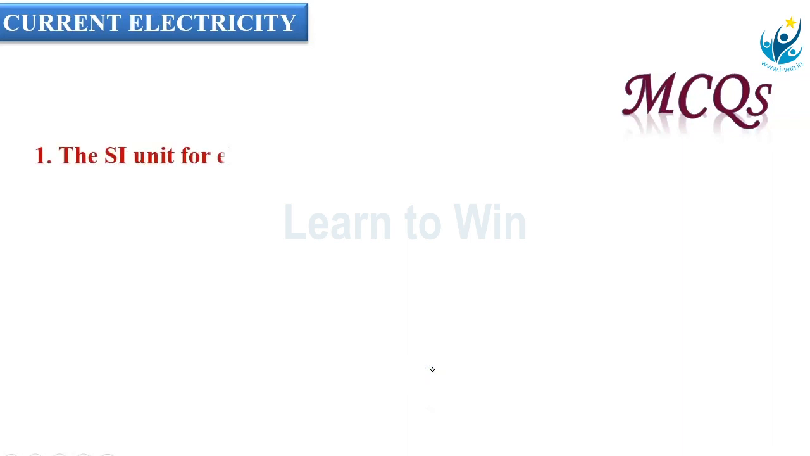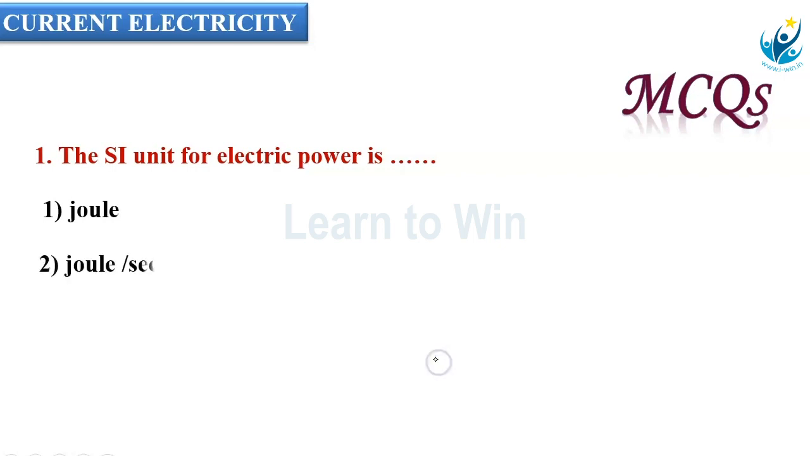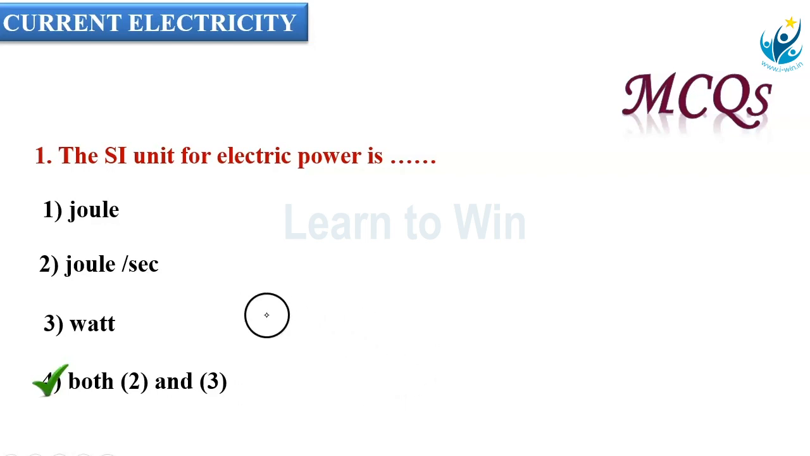MCQ. The SI unit of electric power. What is the SI unit of electric power? Options are joule, joule per second, watt, both 2 and 3. Both 2 and 3 are correct. Why? Because joule per second is also watt.